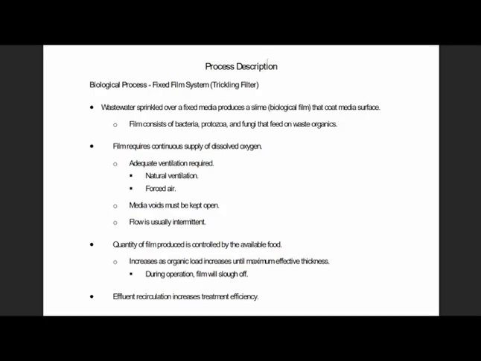Trickling filters. Process description. Biological process, fixed film system trickling filters.